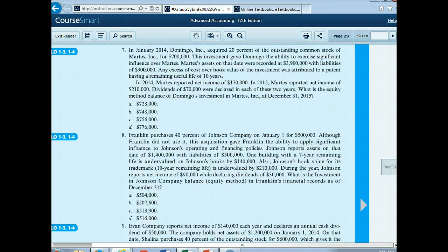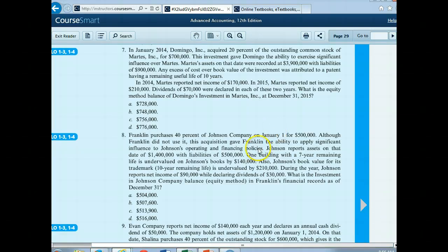Now let's take it another step. Number 8. Franklin purchases 40% of Johnson Company on January 1st for $500,000. Although Franklin did not use it, this acquisition gave Franklin the ability to apply significant influence to Johnson's operating and financial policies. So what, he didn't use it, he still has the ability to influence. So a little twist there, but you're learning. It doesn't matter. He still is in that position to significantly influence.